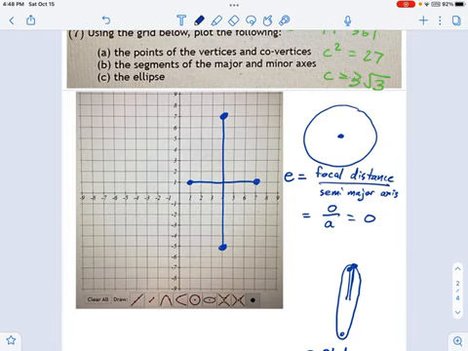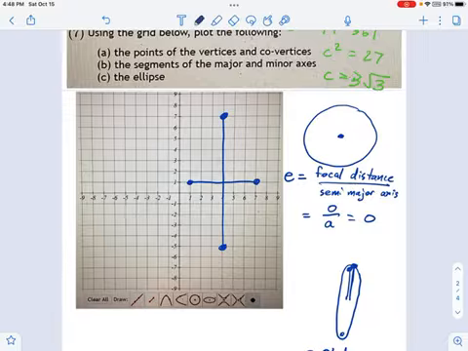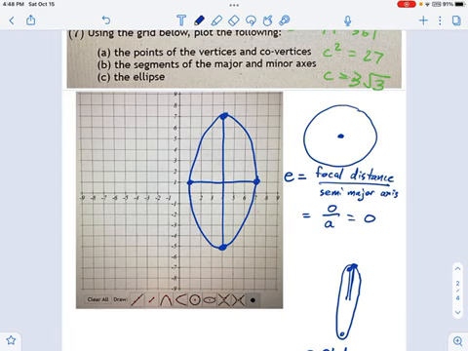And let's see, so I did the vertices and the co-vertices, we got that. Segments of the major and minor axes, got that. That's the lines. And what's left? The ellipse. So easy peasy. It's easier to draw with the tool, but this is approximately what you're going to get for this shape. Okay, nice vertical ellipse.